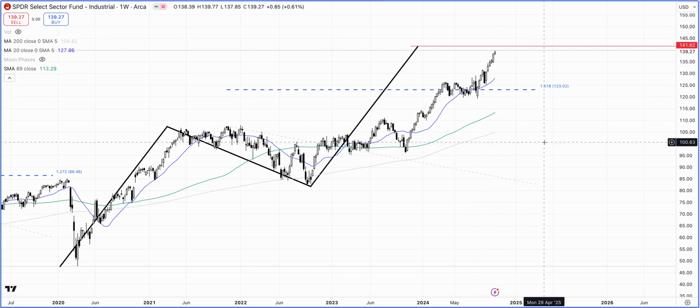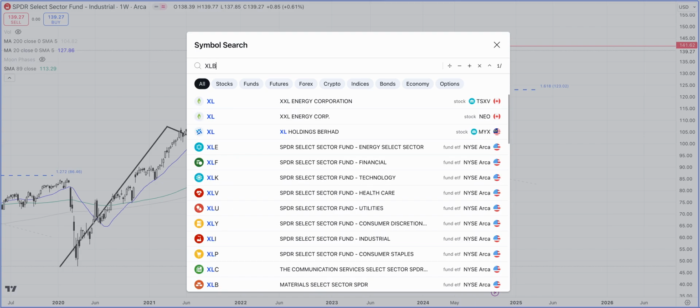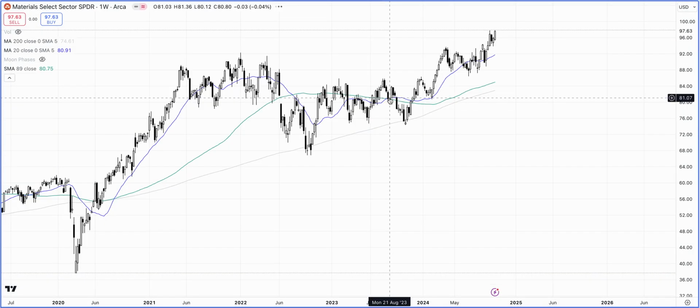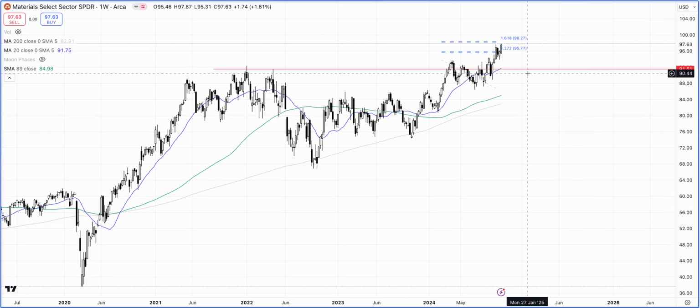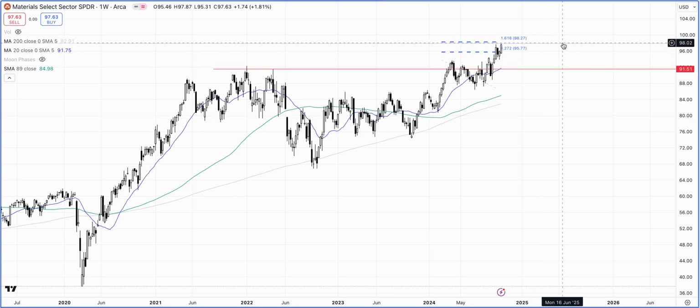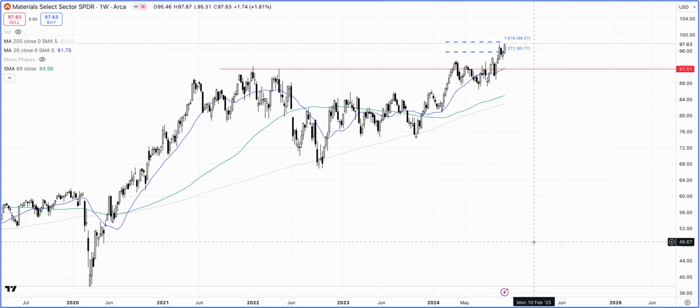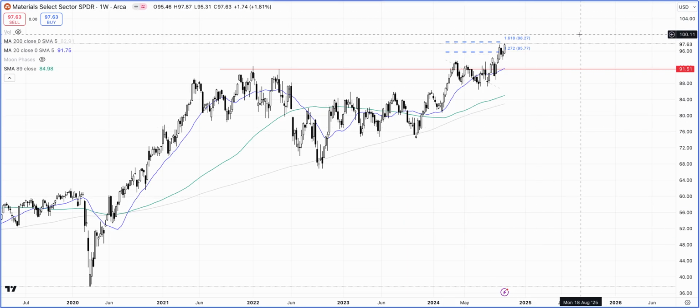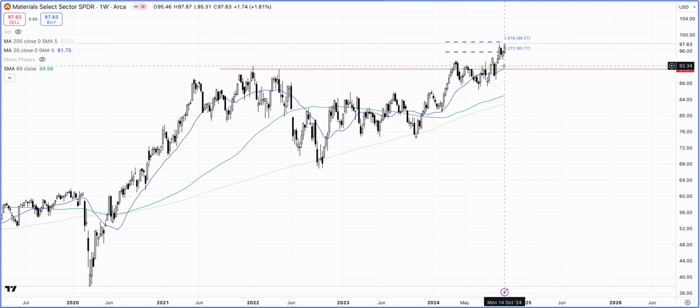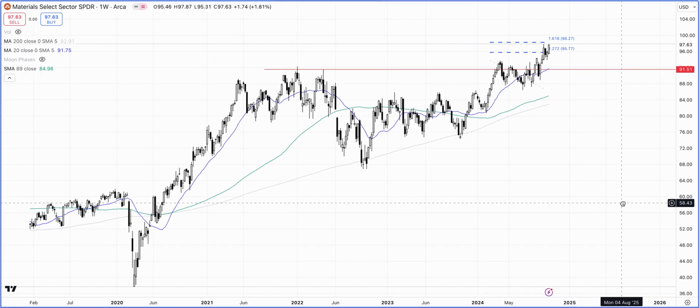So that's good to see. Then if we take a look at the XLB, which is the material sector, it is also right at the 98 level, which is the 1.618 expansion. It's a shorter term target, but it looks like it wants to go and touch the $100 level. Last week was pretty strong for materials.